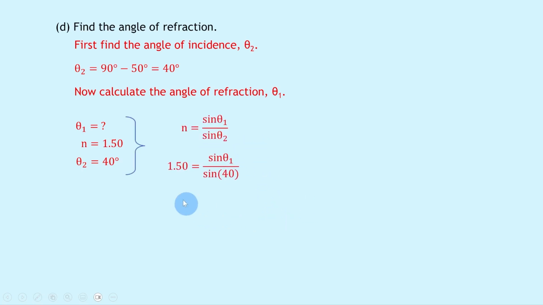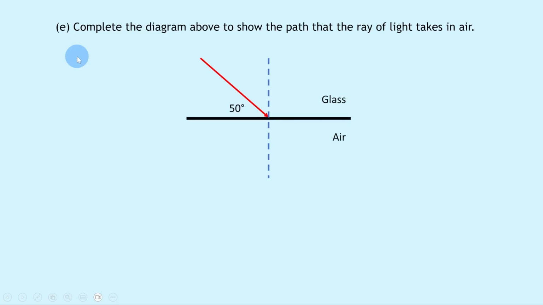Substituting in the numbers gives 1.50 equals sine of θ1 over sine of 40, and then multiplying both sides by sine of 40, we get a value for sine θ1 of 0.964 and lots of other digits, and then keeping those digits in your calculator and doing shift sine or inverse sine of both sides should give you a value for θ1 of 74.6 degrees. And you could just round that up to the nearest whole number if you want, so that's approximately equal to 75 degrees.